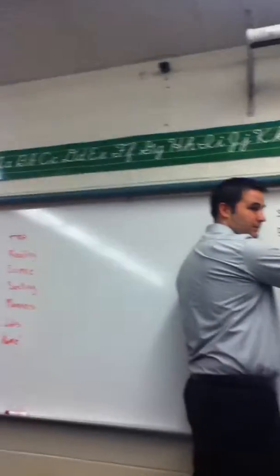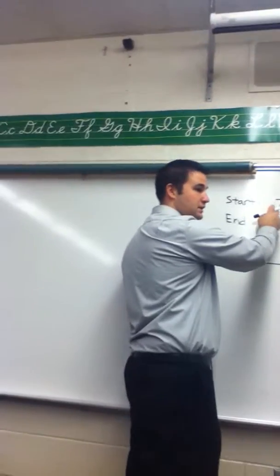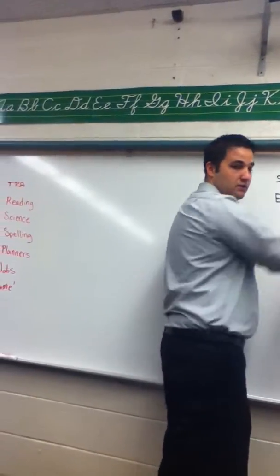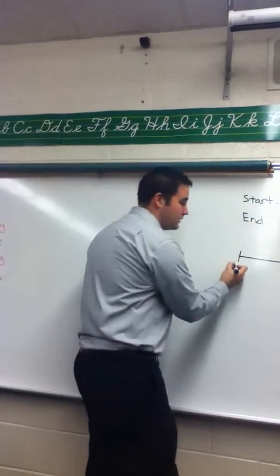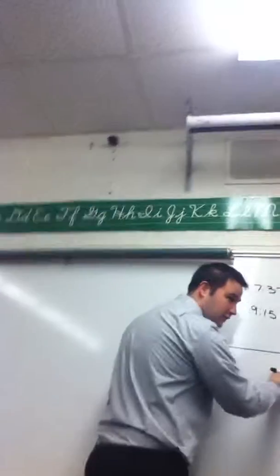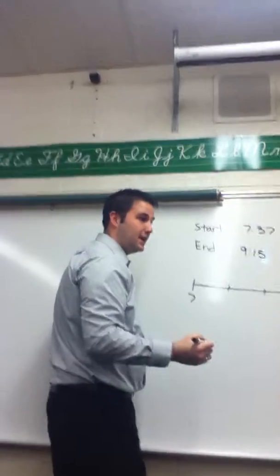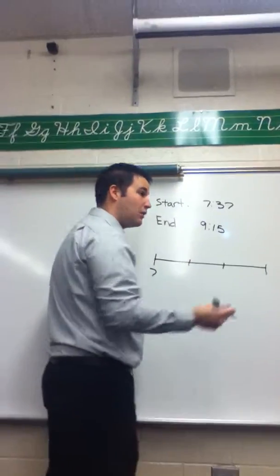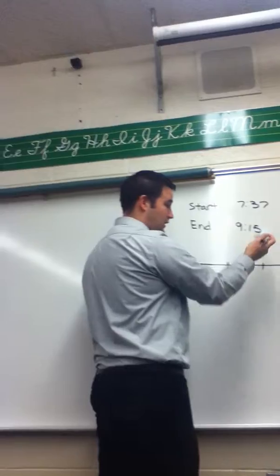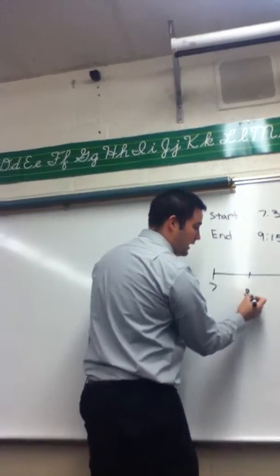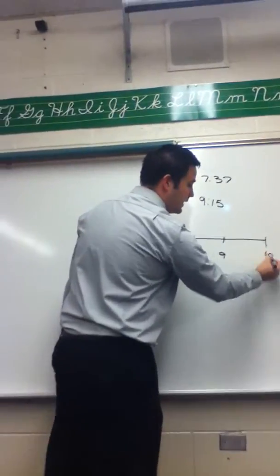Well, if we think about it, ladies and gentlemen, 7:37 is the start time. So what was the hour that started at 7:37? 7 o'clock. So that's going to be my start hour. Every tick mark is an hour. So obviously what would come after 7 would be 8, 9, 10. The reason why I want to go all the way to 10 is because what would be the next full hour after 9:15? 10 o'clock. So I got 7 o'clock, 8 o'clock, 9 o'clock, 10 o'clock.